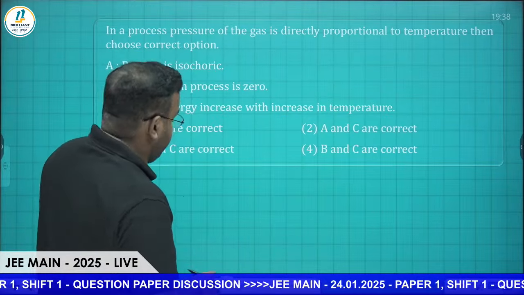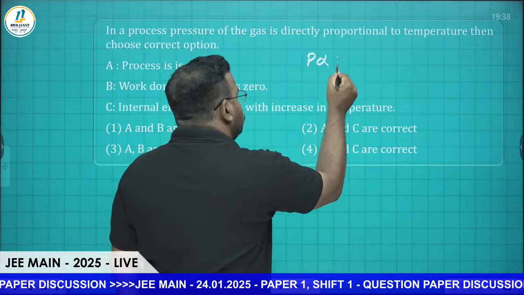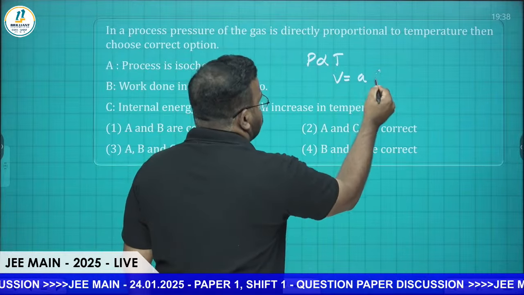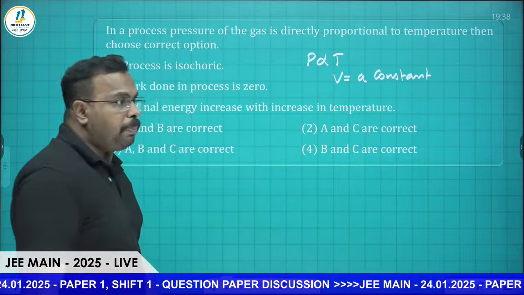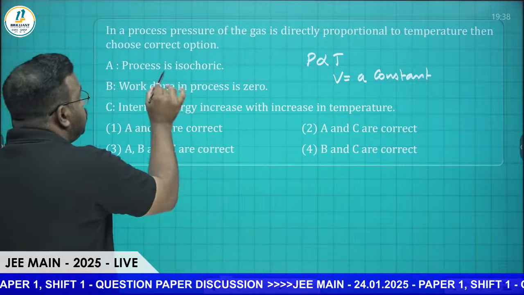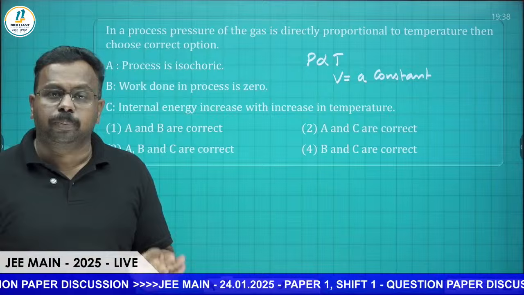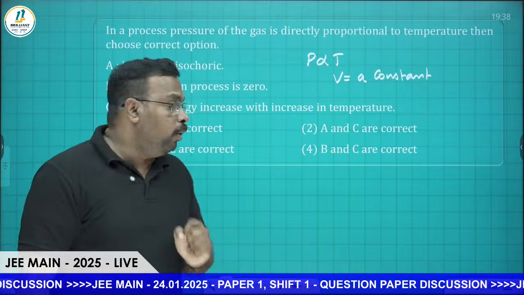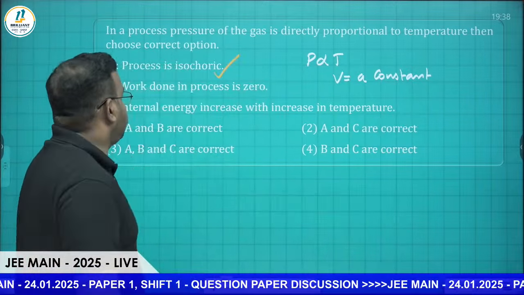Pressure of the gas is directly proportional to temperature. So P proportional to T. We know that P proportional to T when V is equal to what? A constant. V is equal to a constant. That means in this process volume is a constant. That means process is isochoric. Correct or not? Yes, isochoric process means, you know that isochoric means volume is constant. So no doubt this is a correct statement. Work done in the process is 0.